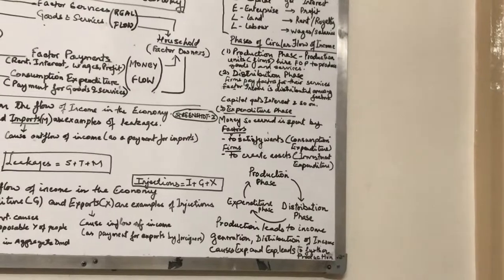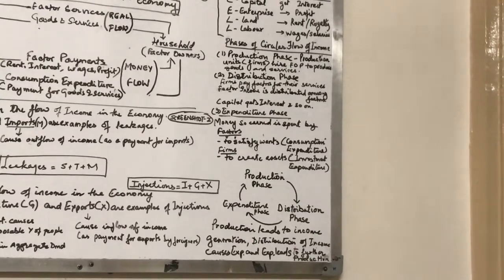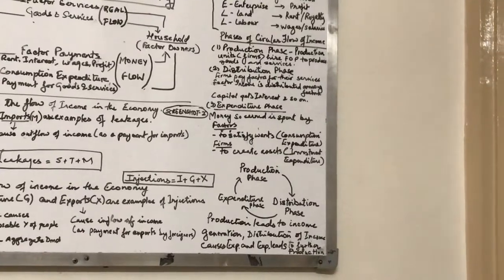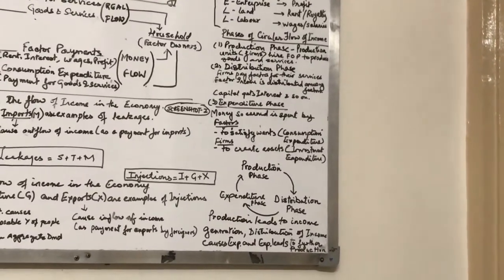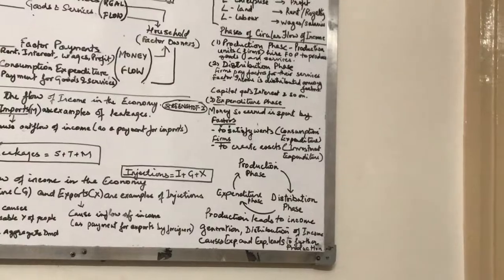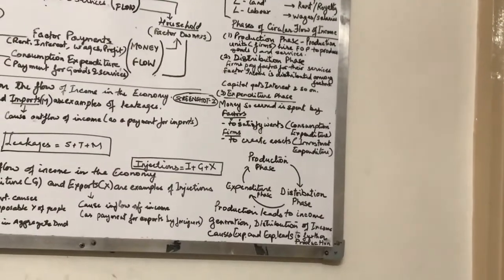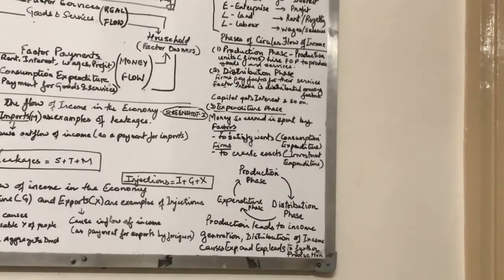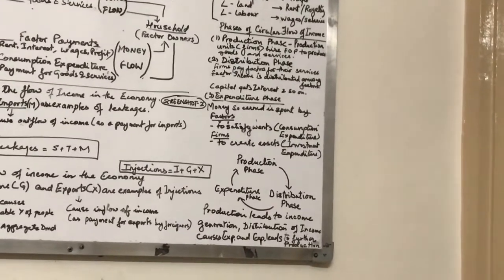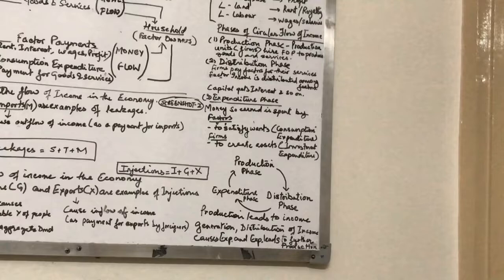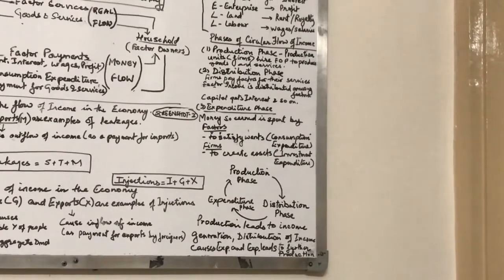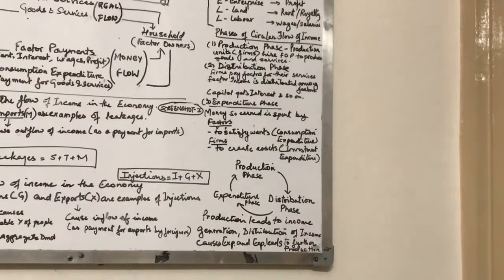Now, once they have that income, what happens? What is the next step? Expenditure phase. Money so earned is spent by factors. How do they spend their money? To satisfy wants, which is known as consumption expenditure. So factors will spend the money that they have earned in order to satisfy their wants, also known as consumption expenditure. And if firms have to spend their money, what are they going to spend their money on?